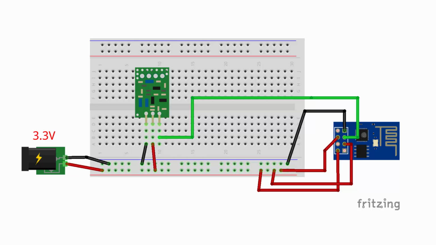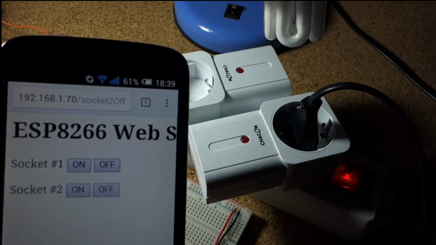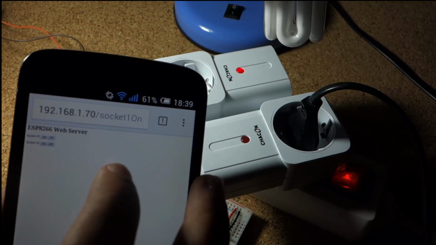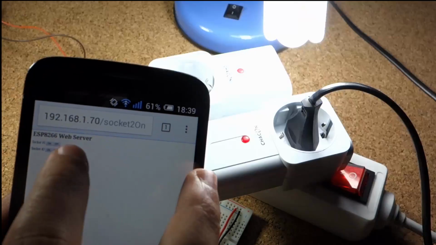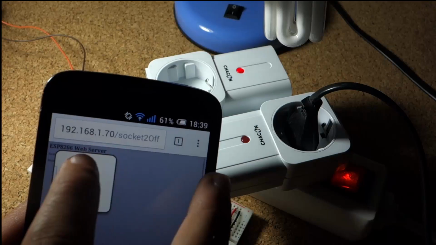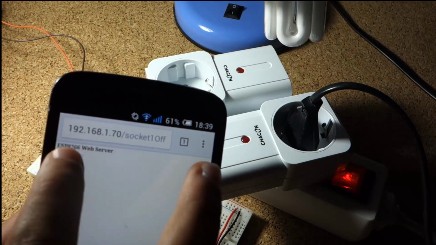It's time for the final circuit. After completing this circuit, you can go to any browser from any device that's connected to the same router as your ESP and type that ESP IP address to access the web server. And now you can control your sockets remotely. Now you can plug any device that you want to those sockets.